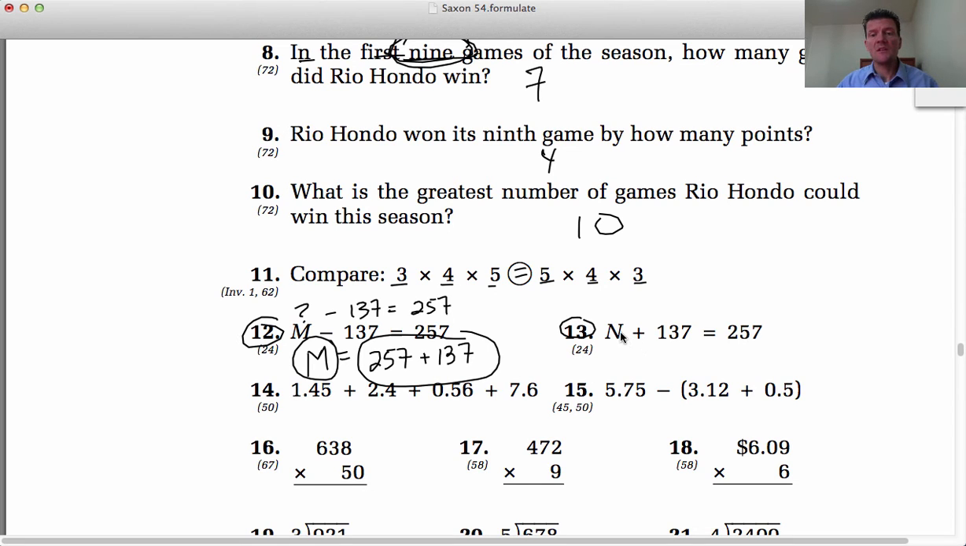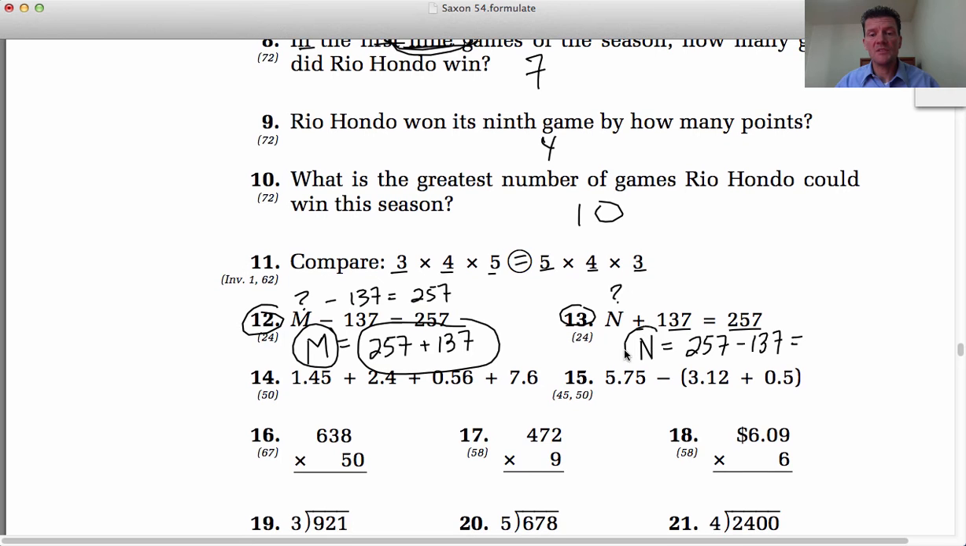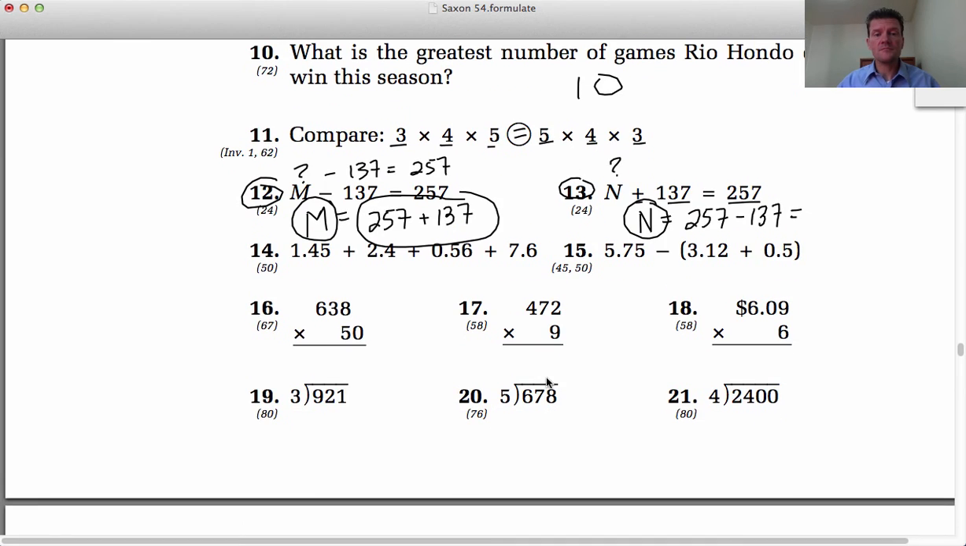Same thing over here. What plus 137 gives you 257? Well, that's the same question as what is 257 minus 137? You'll get exactly the same value. So go ahead and do that difference, that subtraction problem, and you'll find out what this missing number, n, is.